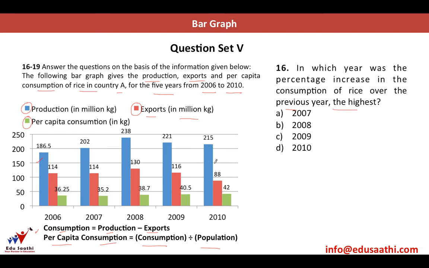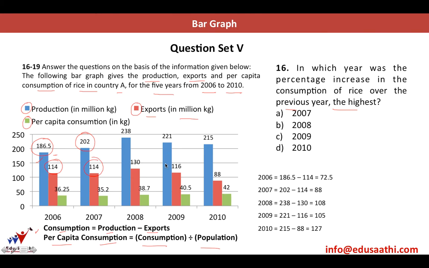So this is a very calculation intensive question. First we need to find out the consumption in each of the years. We are given the formula, so what we'll do is production minus exports. For 2006 it is equal to 186.5 minus 114. Similarly for 2007 it is equal to 202 minus 114. So I've written the consumptions here. For 2006 it is 186.5 minus 114, that gives us 72.5. For 2007 it's 202 minus 114, this gives us 88, and so on for the rest of the years.